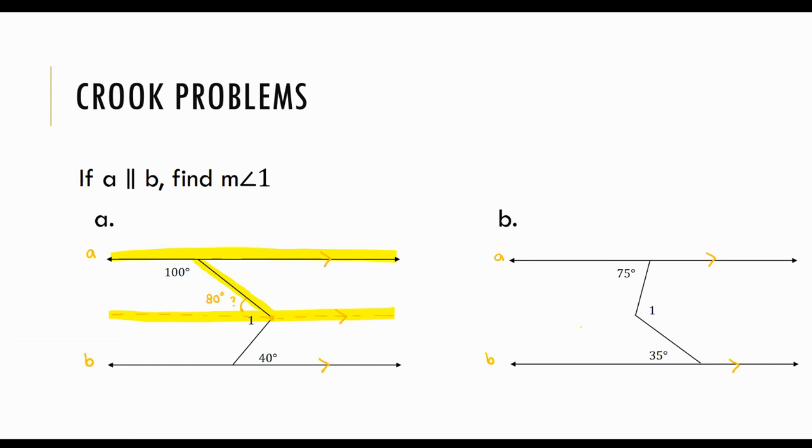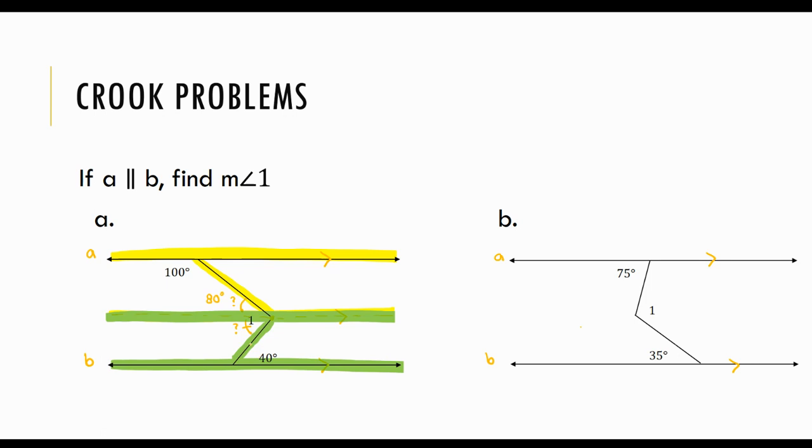All right. Now I want us to focus on the bottom 2 lines with this transversal. Now that I'm looking at the green, I see that I have a 40-degree angle and my other unknown angle, which is what I want, that's a part of angle 1.